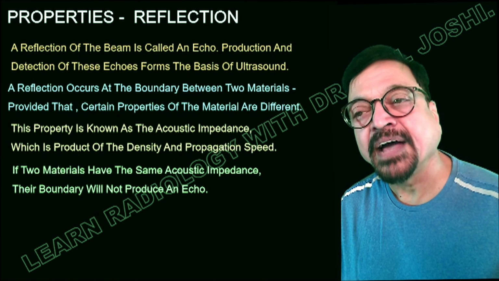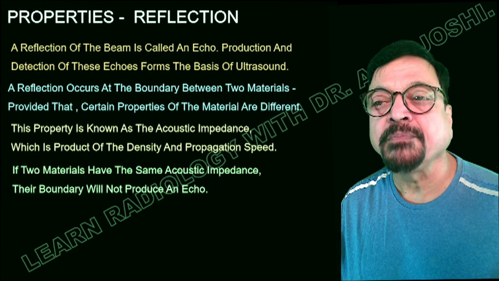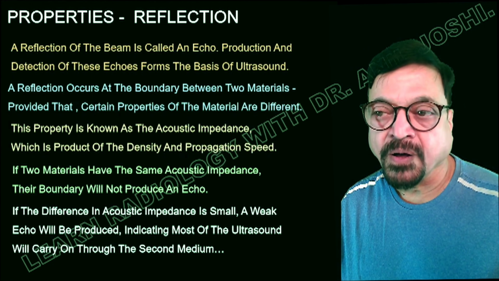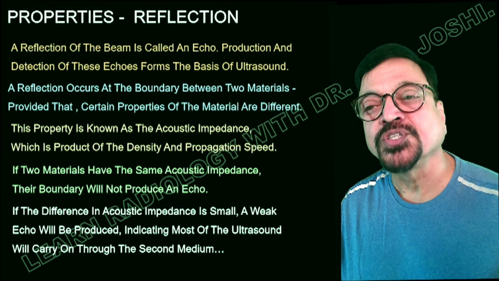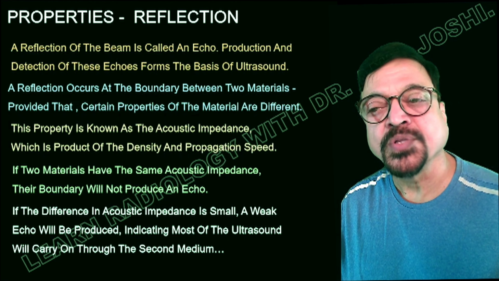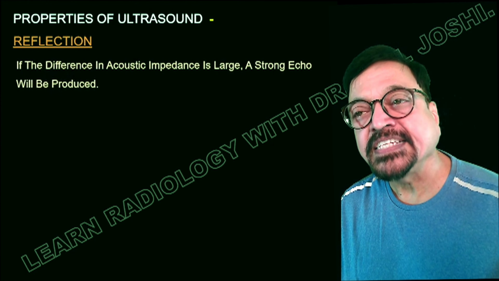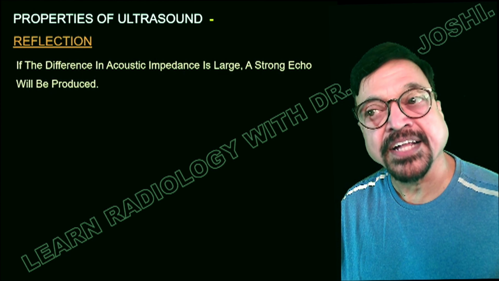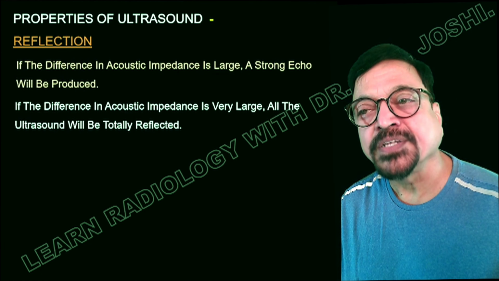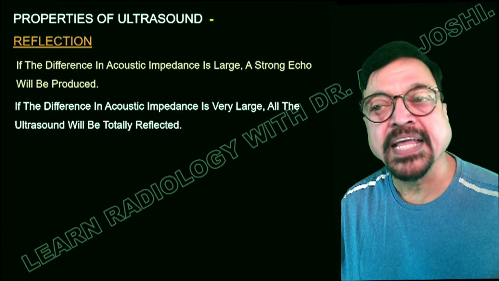If two materials have the same acoustic impedance, their boundary will not produce an echo. If the difference in acoustic impedance is small, a weak echo will be produced, indicating most of the ultrasound will carry on through the second media. If the difference in acoustic impedance is large, strong echoes will be produced. If the difference in acoustic impedance is very large, then the ultrasound will be totally reflected.